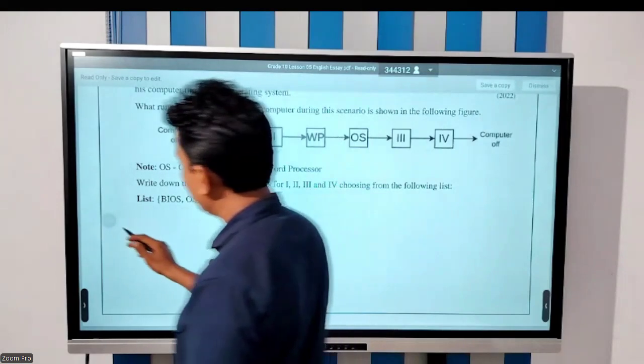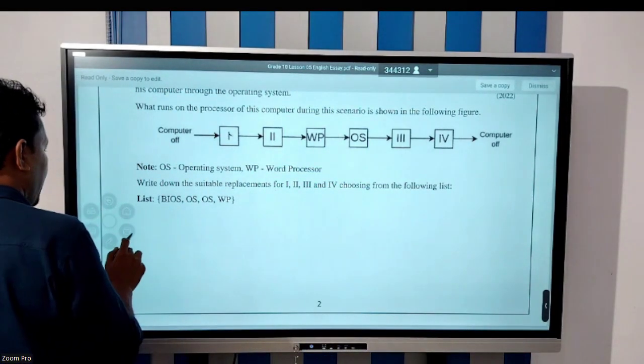So this is all about this question paper. So these are from past papers.